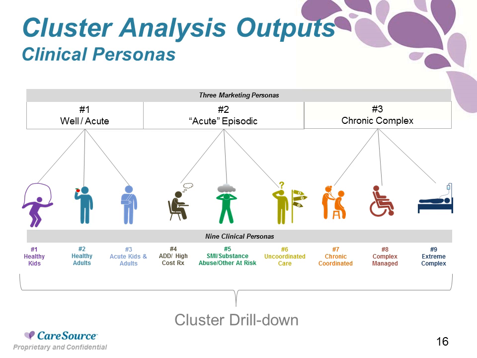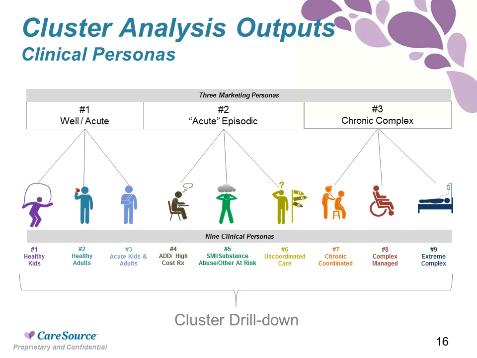From the highest level, we group this into 3: our well group, our acute episodic group, and chronic complex, which is your traditional care management focus. The well acute group represents about 80% of our population. The acute episodic is about 15%, and then the remaining 5% is in the chronic complex.